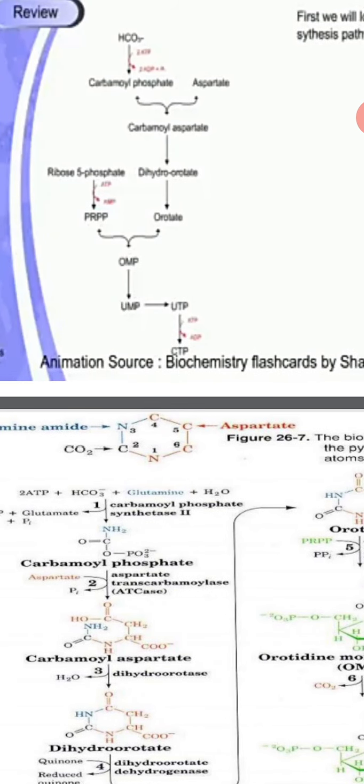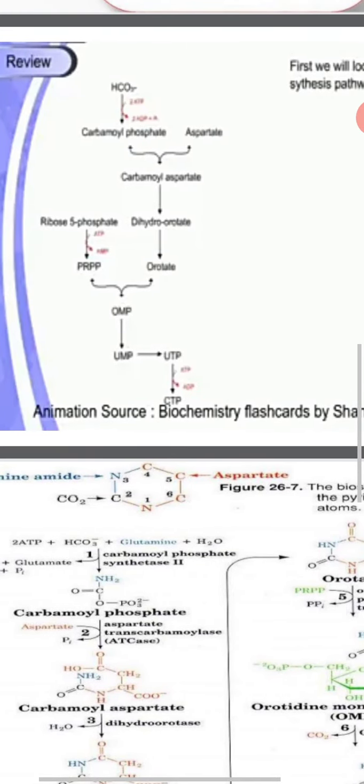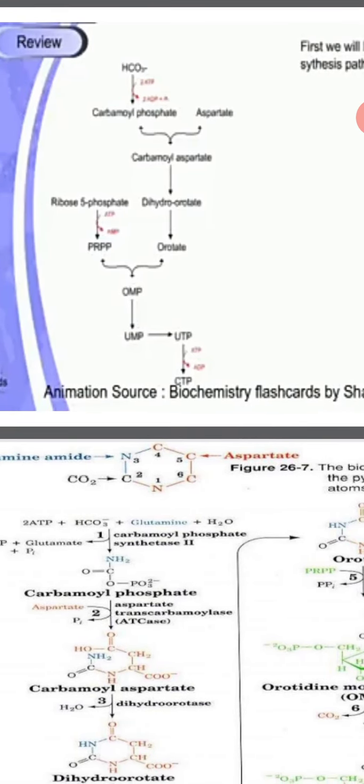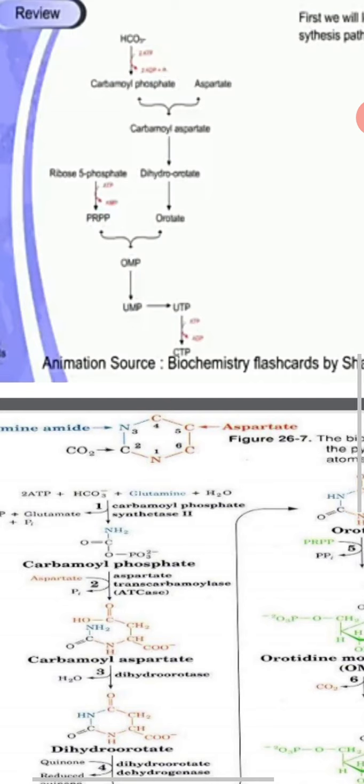On the left side you can see ribose 5-phosphate yielding PRPP. PRPP means phosphoribosyl pyrophosphate. This PRPP is under negative allosteric regulation by ATP and GTP. PRPP is also a precursor of purine synthesis, and it is also used in a number of nucleotide formations of the salvage pathway itself.